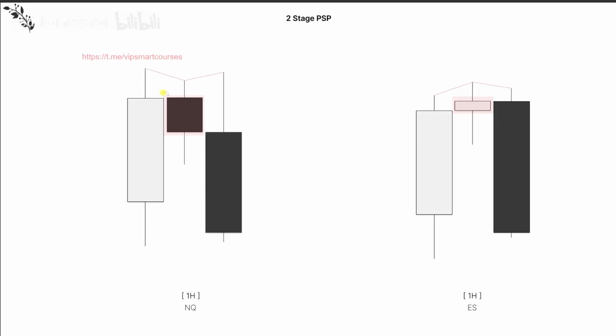Here we have another variant of a two-stage PSP, where we actually two-stage at the highs and also have a PSP. As you see here, NQ fails to take this previous hour candle's high, and then we form a PSP, and then NQ actually takes the PSP's high, while ES does not, and we kind of form that triangle signature of SMT, right? And now we want to see price expand away from this PSP.